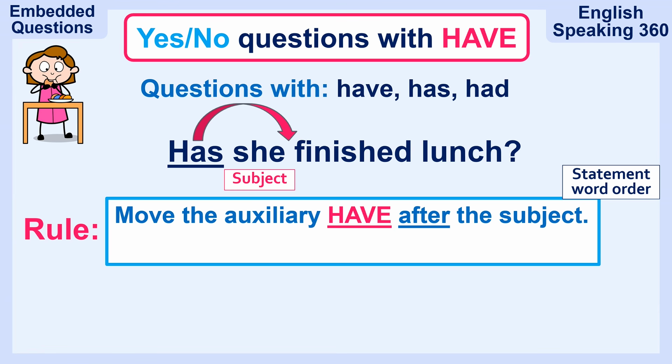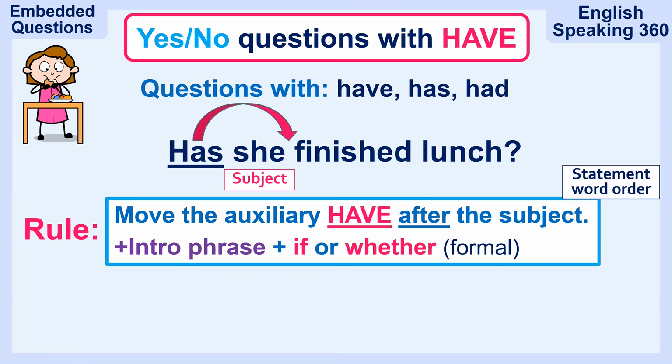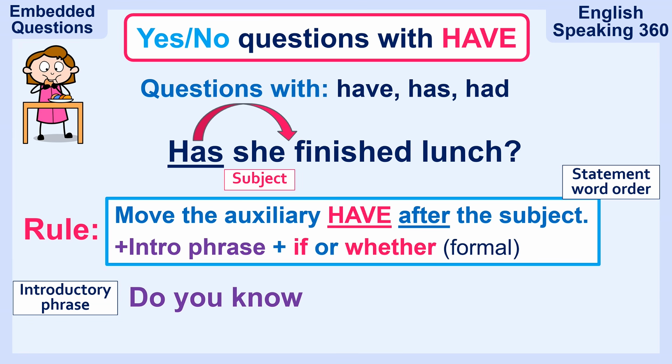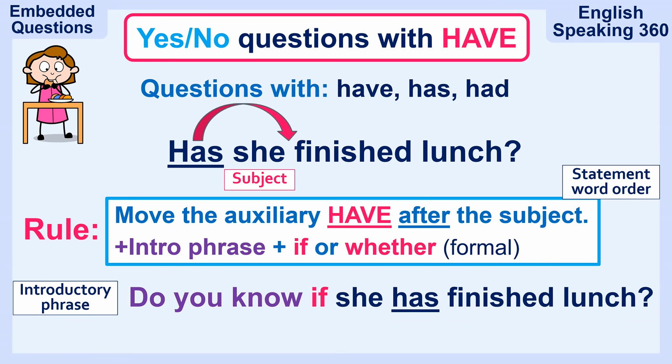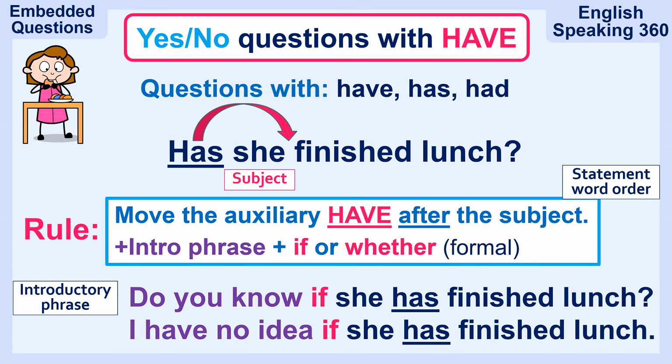She has finished lunch. Just like before, intro phrase plus if. Let's do it together. Do you know if? And then the rest of your sentence. Do you know if she has finished lunch? And when you reply, you can say, I have no idea if she has finished lunch. That's a perfect statement with an embedded question.